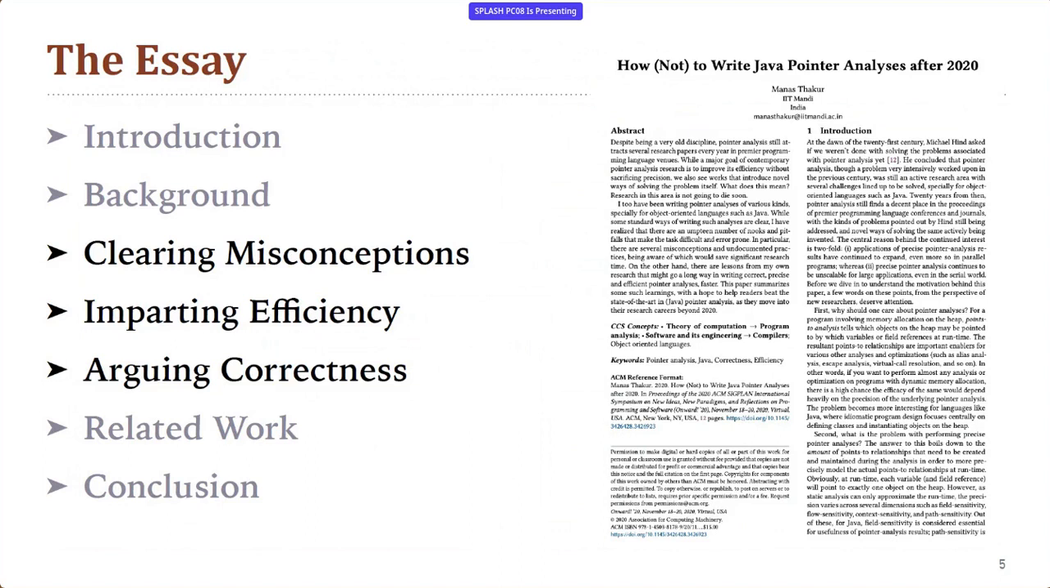Then second is, okay, we have some cool idea. Let's say we implement the pointer analysis, but then it doesn't scale. When we run it over benchmarks, we find it's not scaling. It's not terminating. It's just taking infinite time. So some of the things which I have been part of to impart efficiency to pointer analysis, and then third, how do we argue correctness about some of the things that we do.